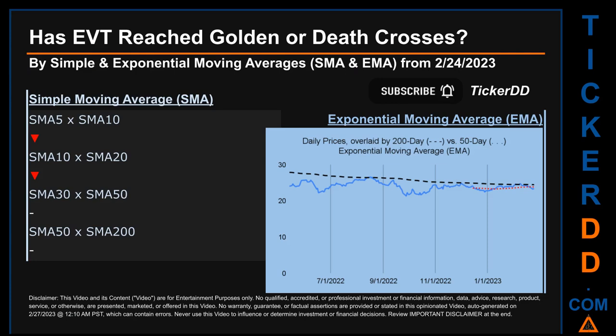Has EVT price reached golden or death crosses? Golden cross and death cross are basic signals that compare average prices across two specified trade day ranges, a short-term versus a long-term range. For example, 5-day versus 10 trade days. Essentially, a golden cross is a bullish signal. It appears when a ticker's short-term moving average crosses above its long-term average. Vice versa, a death cross is a bearish signal when the short-term crosses below its long-term moving average.